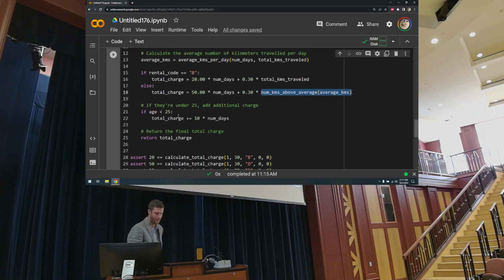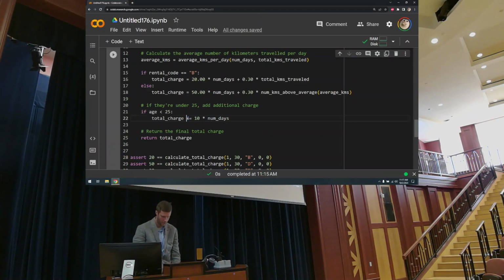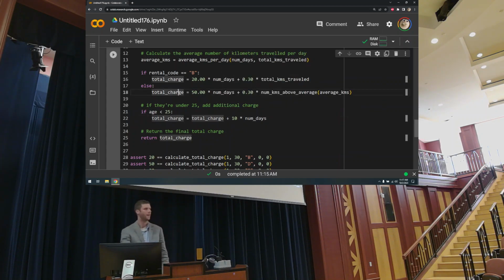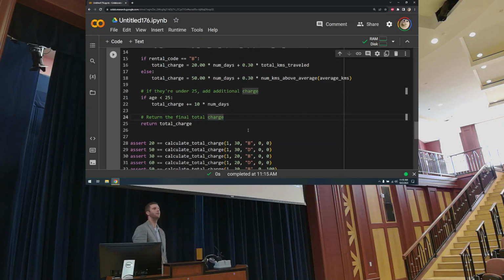And then after all that, if they're under 25, add 10 times the number of days to the total charge. We haven't seen the syntax yet, have we? This is a shorthand. This is shorthand for total charge equals total charge plus something. You'll see that shorthand a lot. And then when I'm finally done all that, return the total charge.